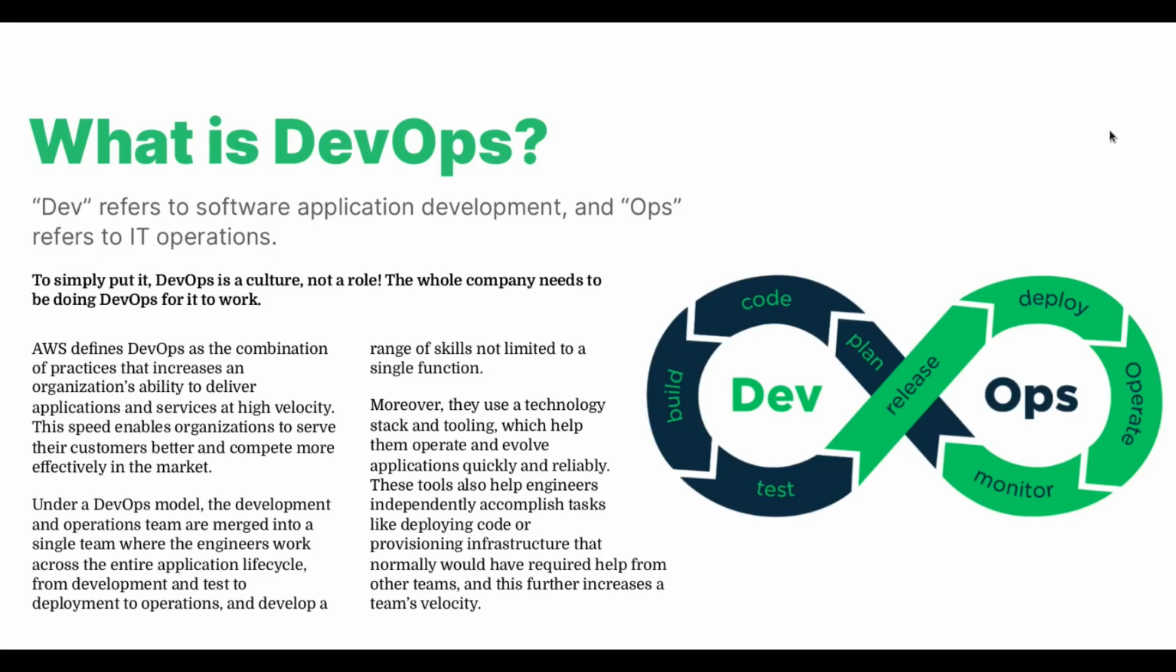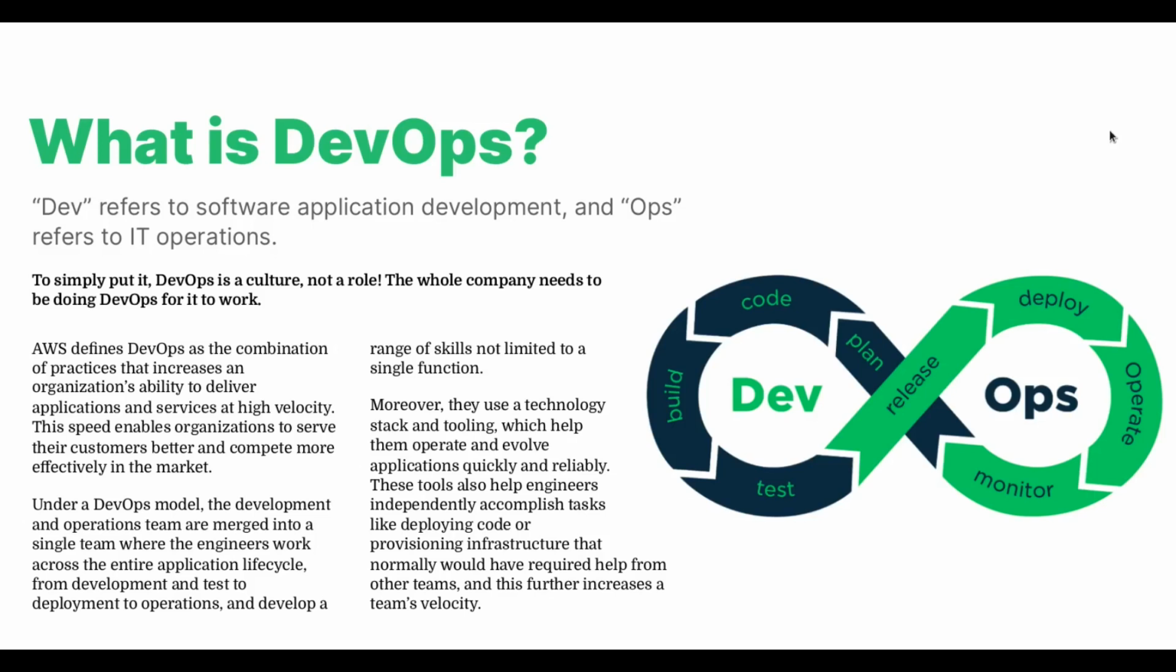So what is DevOps? Dev refers to software application development, and Ops refers to IT operation. So DevOps is a hybrid type of job in which you have to do development as well as IT operation. I'm going to thoroughly read the presentation. To put it simply, DevOps is a culture, not a role. The whole company needs to be doing DevOps for it to work.